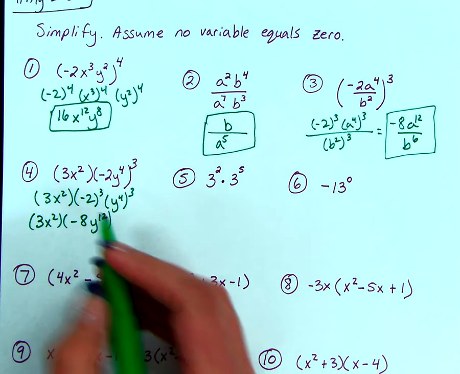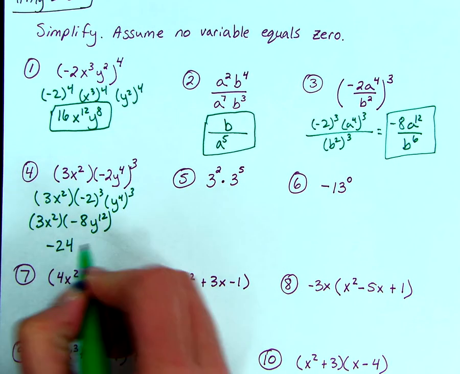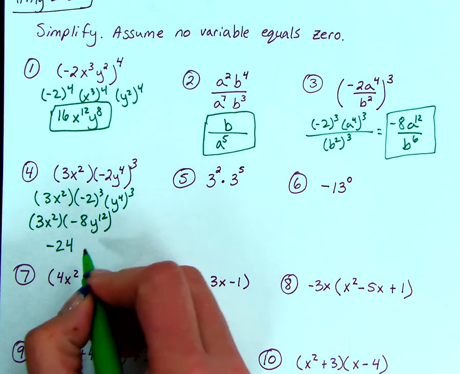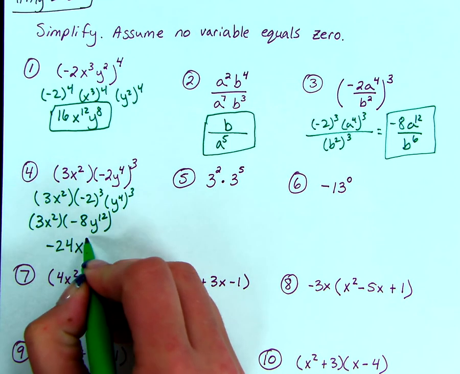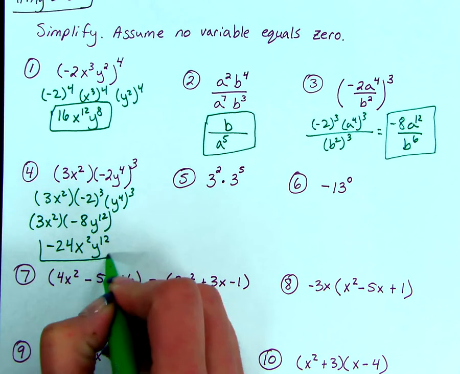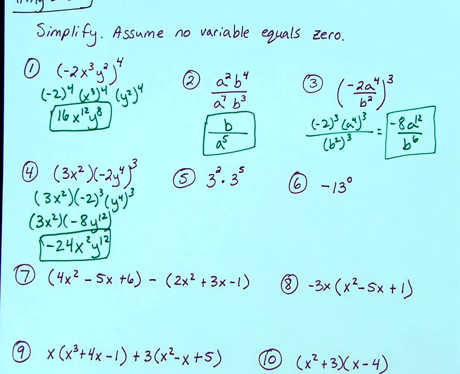So 3 times -8 is -24. X squared times y to the 12th, since we have different bases, we can't add the exponents. So we would still have x squared and then y to the 12th. Nothing more that we can do to simplify, so that is our final answer.